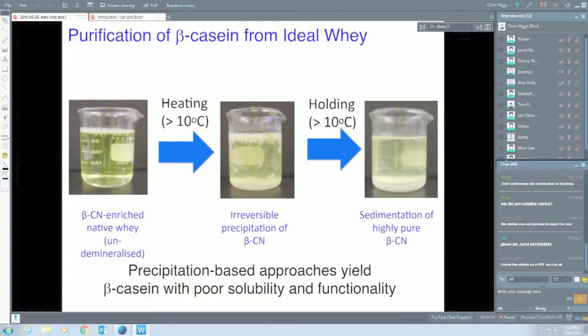But as you can see from the next slide there, entitled Purification of Beta Casein from Ideal Whey, if we take that clear cold microfiltration permeate and we heat it to temperatures as gentle as just over 10 degrees Celsius, it actually destabilizes and precipitates. And you can see on the far right hand side that precipitate is actually pure beta casein. Okay, so you can generate high purity, high recovery beta casein fraction from this approach.